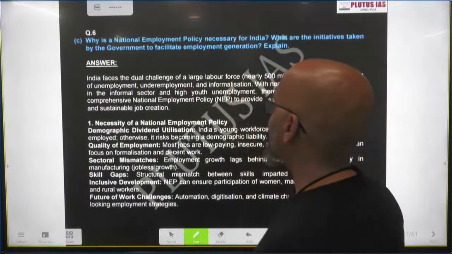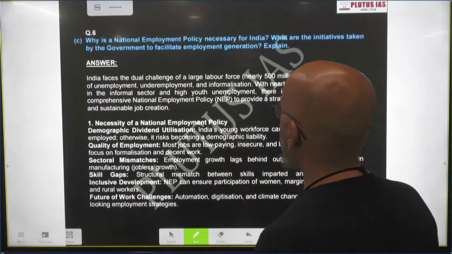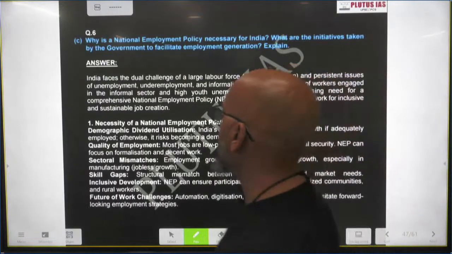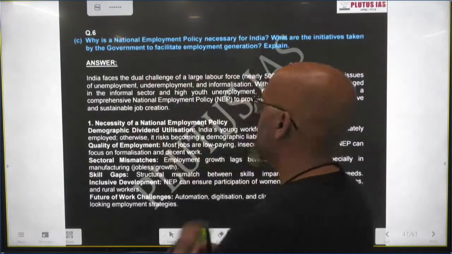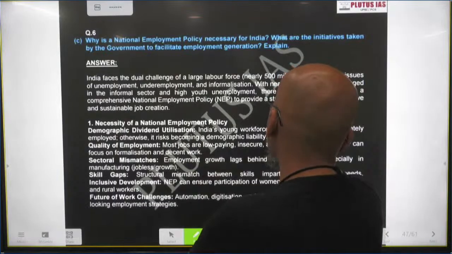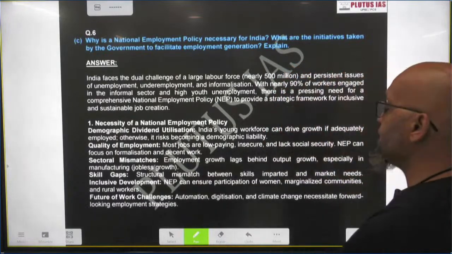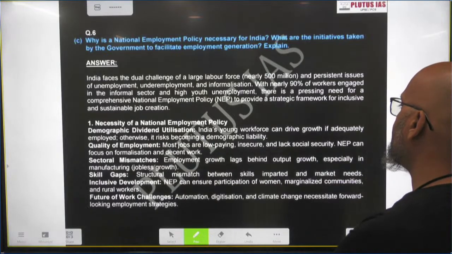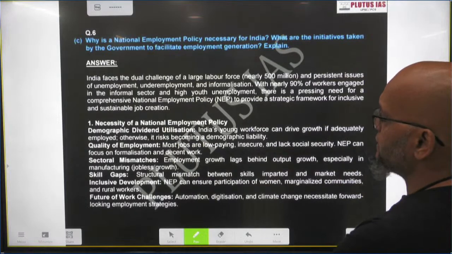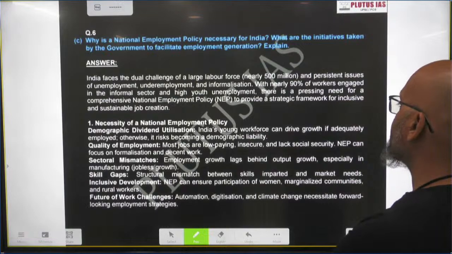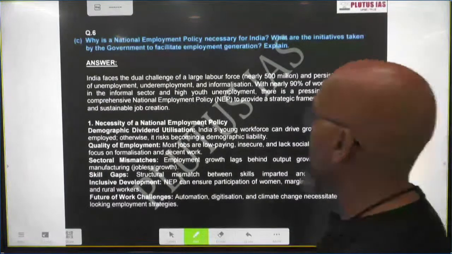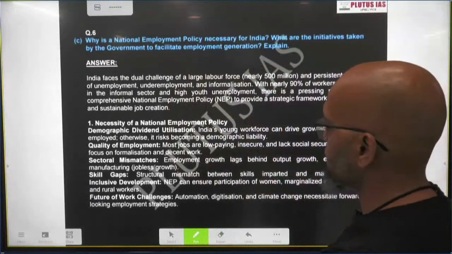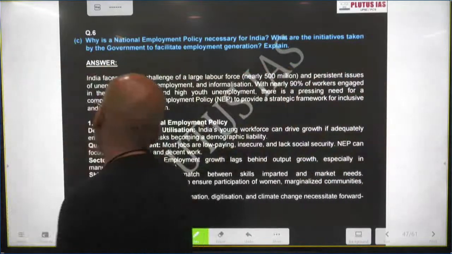Why is a national employment policy necessary for India? They're talking about Manrega. What are the initiatives taken by the government to facilitate employment generation? Explain. So India faces a dual challenge of a large labor force, nearly 500 million, and persistent issues of unemployment, underemployment, and informalization, with nearly 90% of workers engaged in the informal sector and high youth unemployment. There is a pressing need for a comprehensive national employment policy to provide a strategic framework for inclusive and sustainable job creation. So what's the necessity for it?